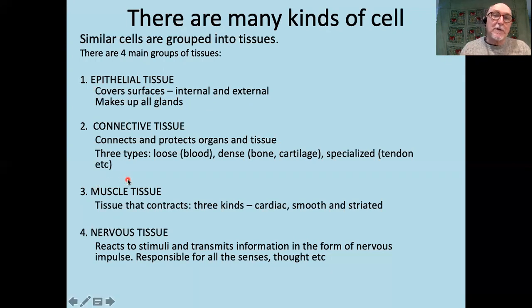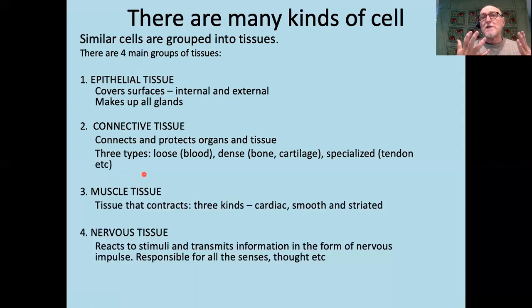The second group that we'll talk about are the connective tissues. And these are tissues which do literally connect. They connect one part of the body to another, but they're also tissues which are often protective. You'll often see connective tissues used to protect organs, to surround them and protect them. So we recognize there are 3 types of connective tissue.